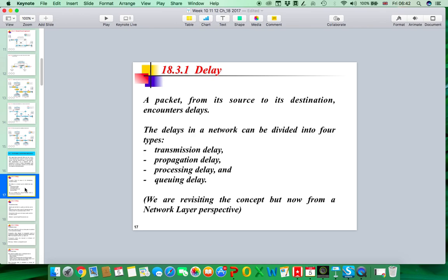So we know that a packet, when it moves from the source to the destination, will encounter delays, and we have seen that there are 4 types of delays: transmission delay, propagation delay, processing delay, and queuing delay. We are now looking at these concepts in a more detailed perspective.